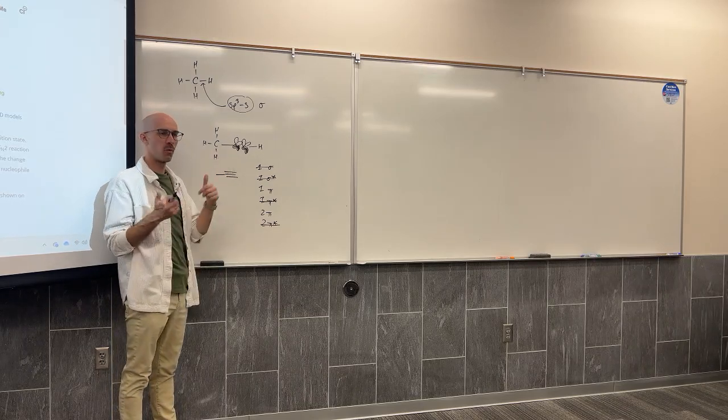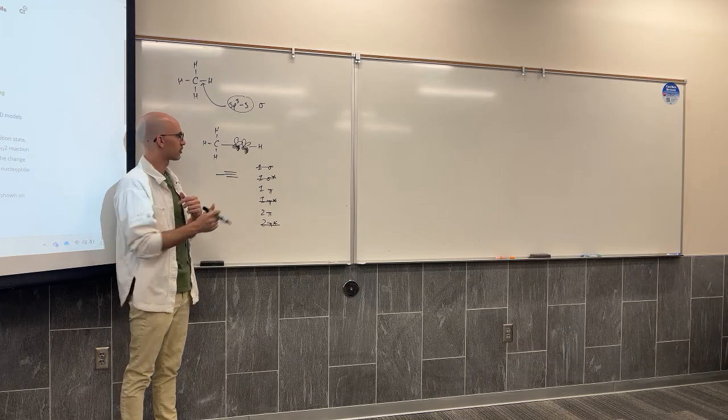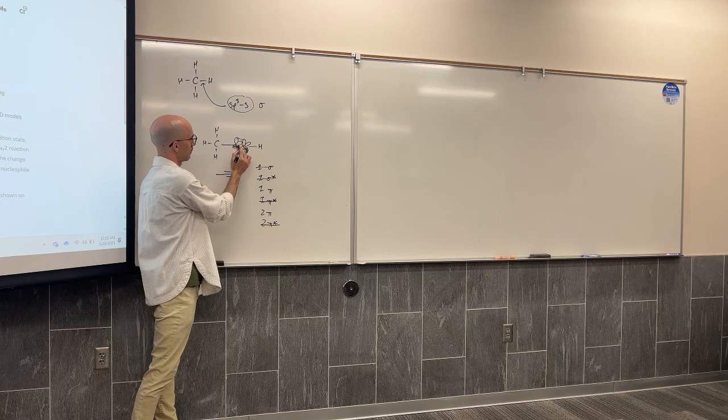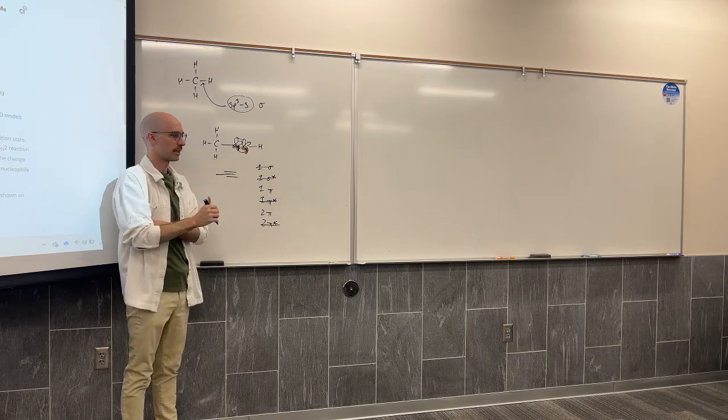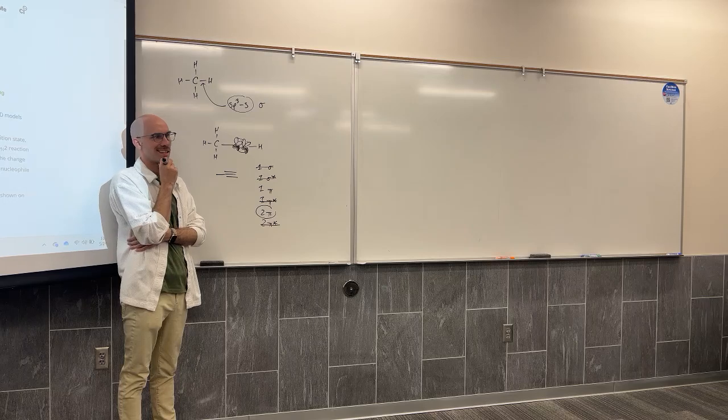And am I looking at 1 pi bond or am I looking at 2 pi bonds? 2 p orbitals that are overlapping gives me 2 pi bonds. Yeah, I can see why that one is a bit weird.